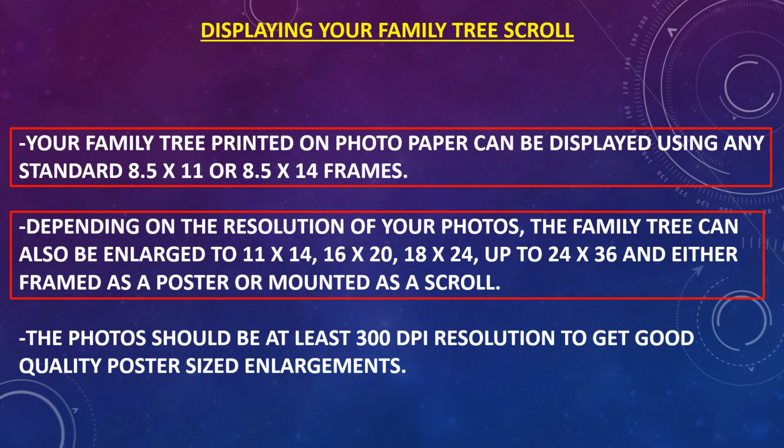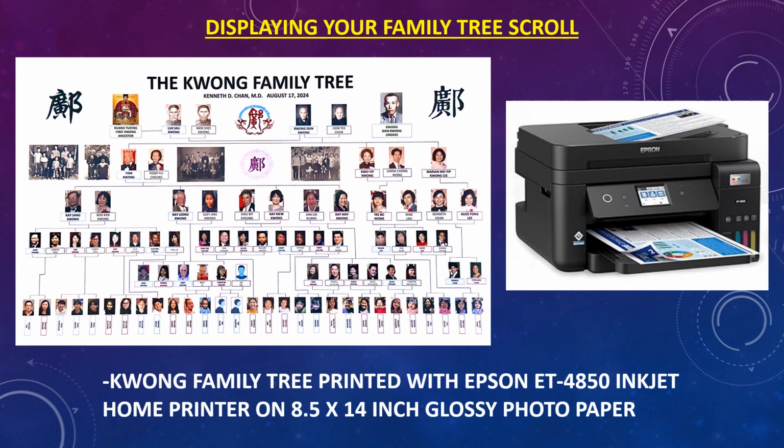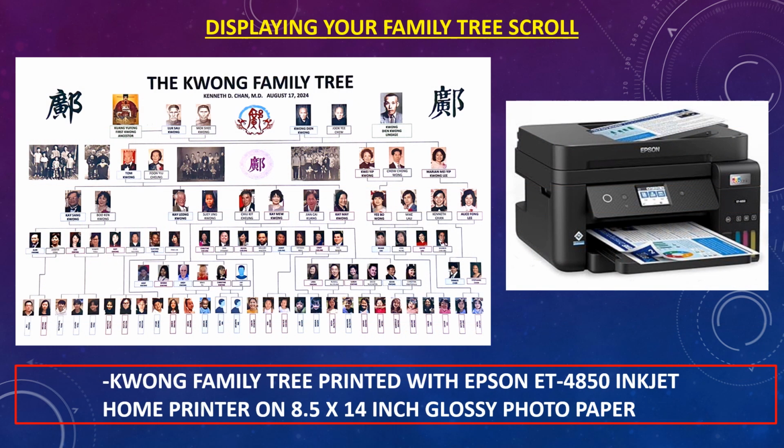Depending on the resolution of your photos, the family tree can also be enlarged to 11:14, 16:20, 18:24, up to 24:36 and either framed as a poster or mounted as a scroll. The photo should be at least 300 dpi resolution to get good quality poster-sized enlargements. This is the Kwong family tree, printed with an Epson ET4850 inkjet home printer, on 8.5:14 glossy photo paper.